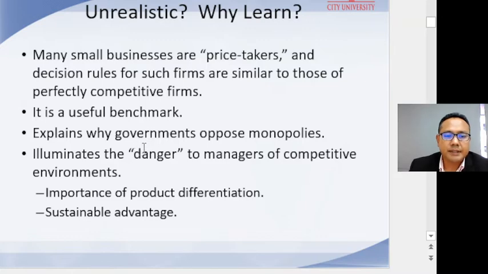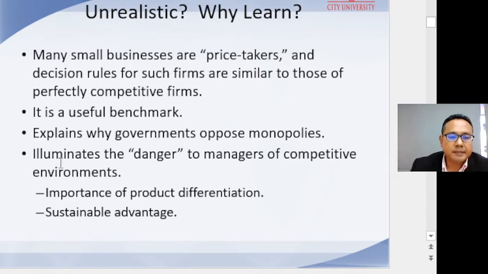And we can use it as a benchmark, because as we discussed earlier, the price is determined by the interaction between the sellers and buyers. So it is very useful as a benchmark.